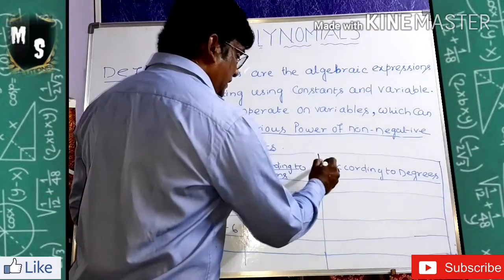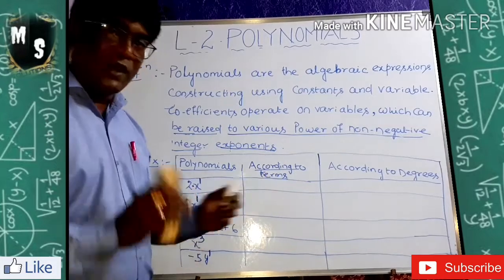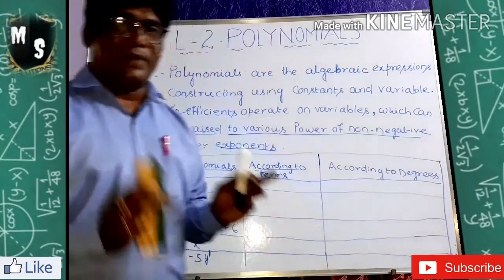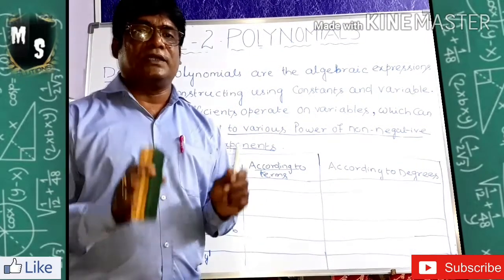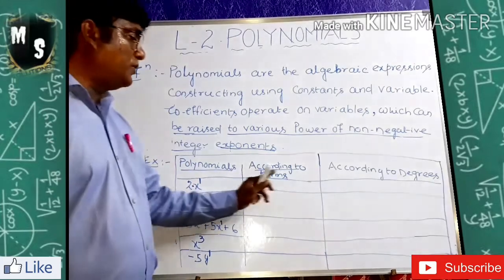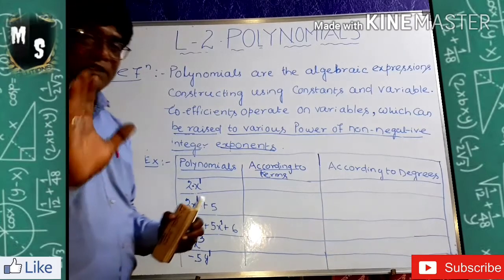Here two tables are there, and the table headings are according to their terms and according to their degrees; you have to divide them. In my last video I told you the classification of polynomials according to their terms and according to their degrees. So when you are going to classify them according to their terms, you have to see the algebraic symbols.